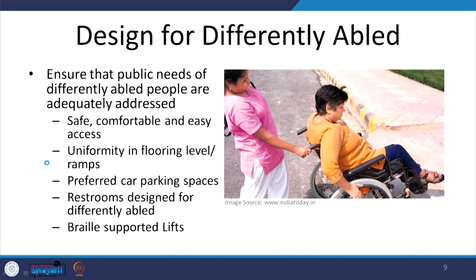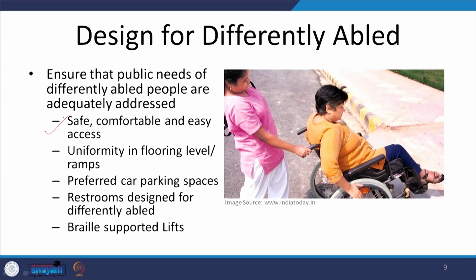So, we provide for ramps, we provide for lifts, we provide for other options so that differently abled people are able to move freely. However, when it comes to large developments, often we ignore the design for the differently abled. For example, footpaths. The differently abled are not able to access footpaths, where it becomes extremely important that this parameter be considered.